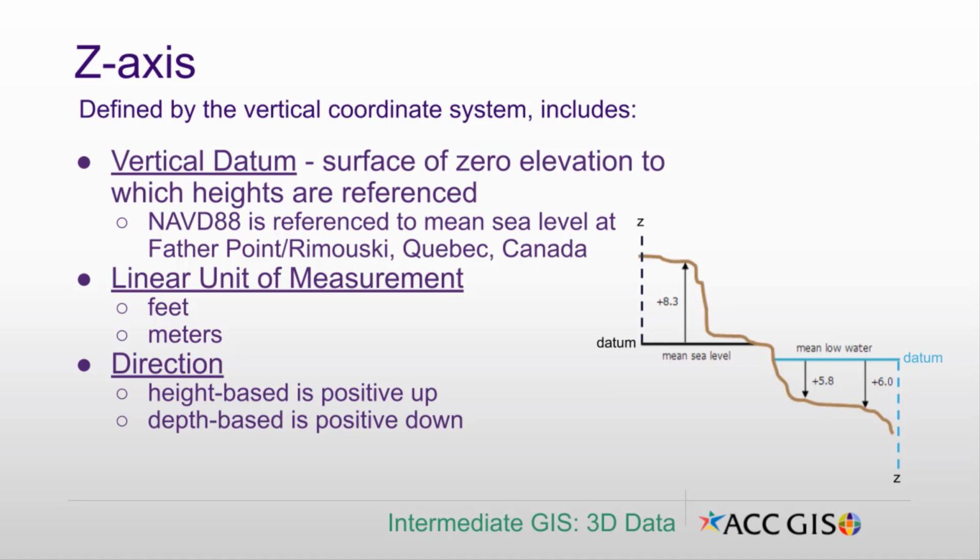On the right side of that diagram, we have a depth-based positive down vertical coordinate system. This time, the datum is defined by the mean low water level. That's the 0 level. And then as we increase in depth, the z-value increases as well. Now, for most of the three-dimensional work that we do, we utilize height-based positive up vertical coordinate systems. But if you were working in oceanography, you might utilize a depth-based positive down vertical coordinate system.